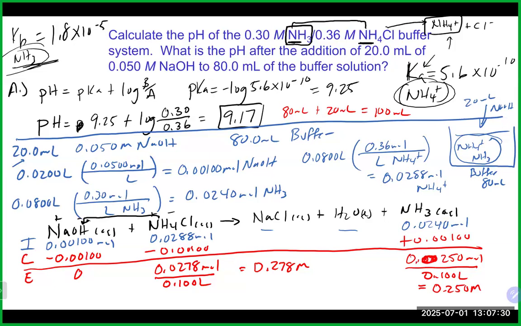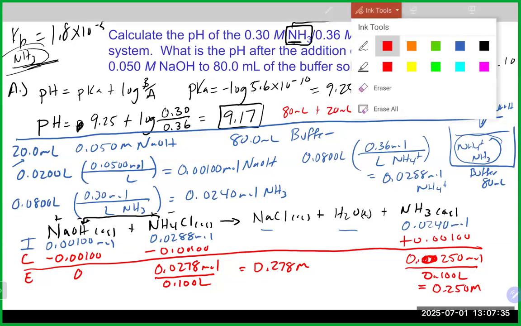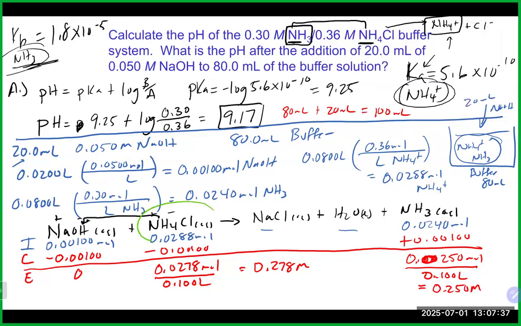All right, so at this point, once again, if you are not sure what you got going on, you could look at your ICE table. I have this guy left over. I have this guy left over. These two guys, once again, are still a buffer at this point. So you do have, again, two options. You could Henderson-Hasselbalch it, or you can ICE table it. I'm going to Henderson-Hasselbalch it here.